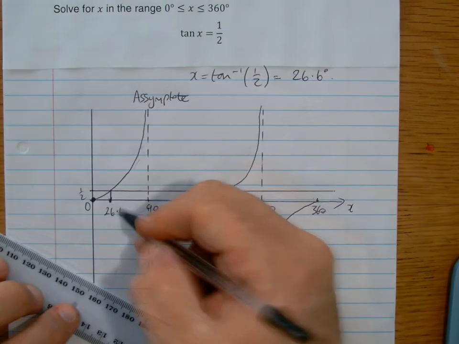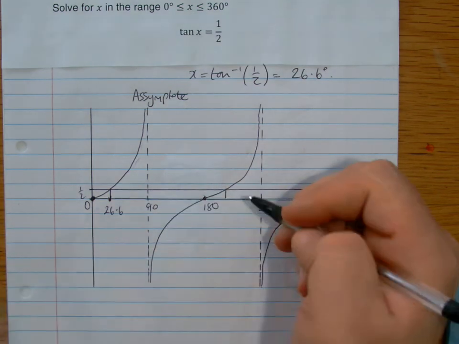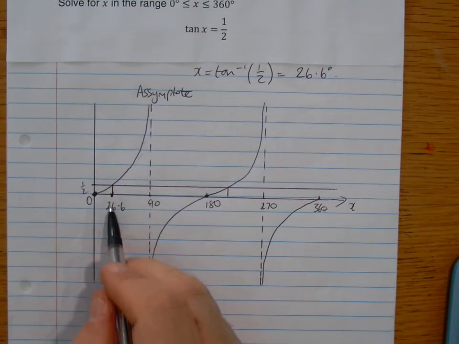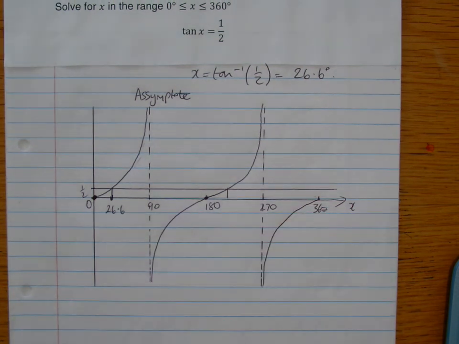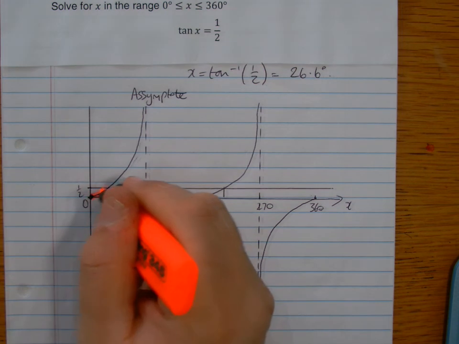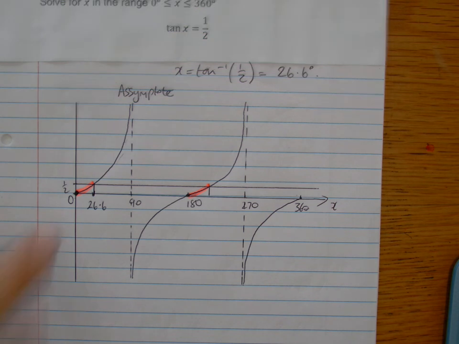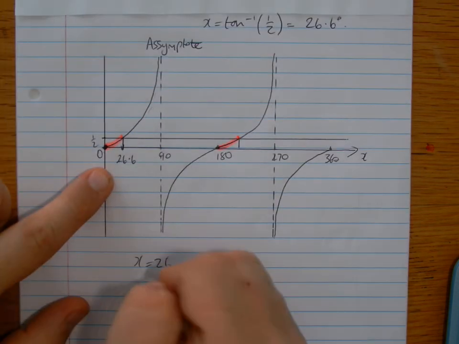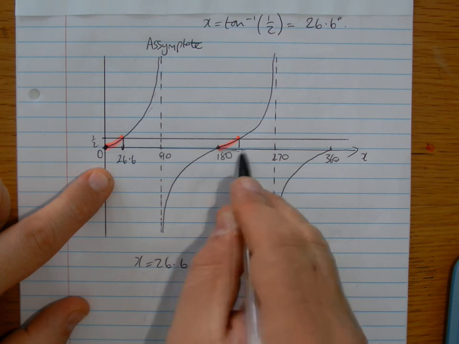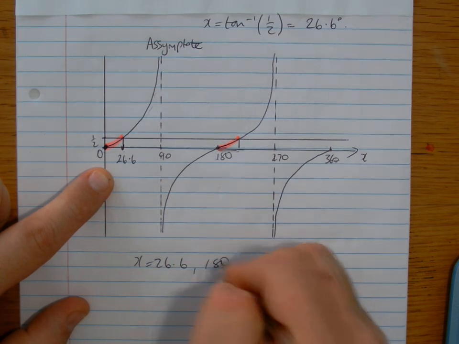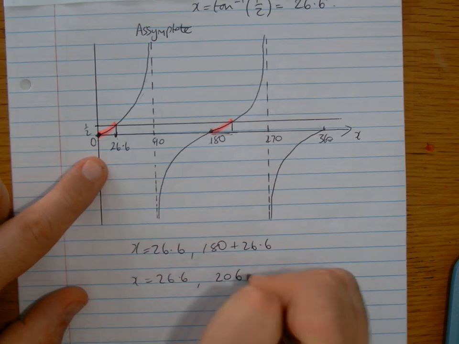So if I draw a line across, 26.6. And of course then the other angle will be here. 26.6 is that angle. To get that angle, again, it's just symmetry, appreciating that bit of the curve is exactly the same as that bit of the curve. So if it's 26.6 across, that will be 26.6 across from 180. So it'll be 180 plus 26.6. So we get 26.6 and 206.6.